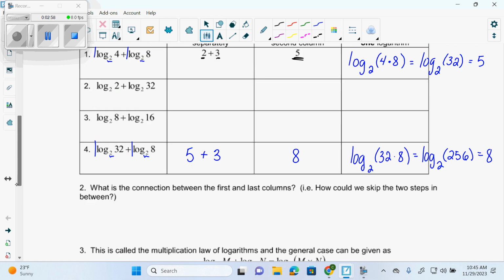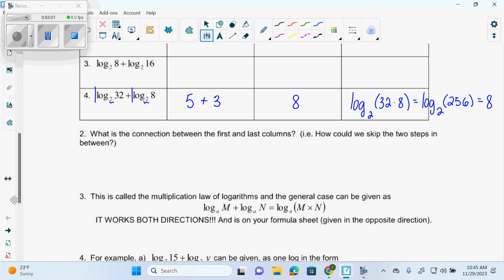I'm going to bypass this little thing and go right to here. This is called the multiplication law or product law of logarithms, and the general case can be given as this. So if I have a plus 1 in front, log base A, plus 1 in front, log base A, I can put them together by multiplication. Most people will spot that they can put them together as a single logarithm, but they forget that they can pull them apart too. So if I have log of anything multiplied beside each other, I can separate them by addition. I can make them be separate logs when I have that multiplication.